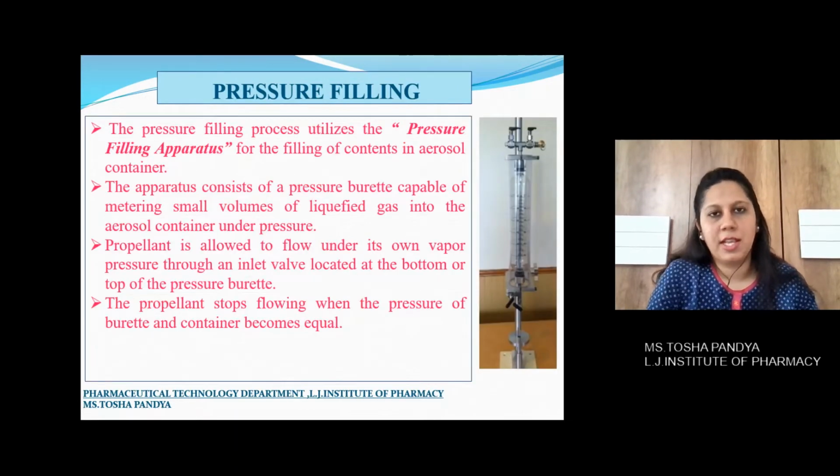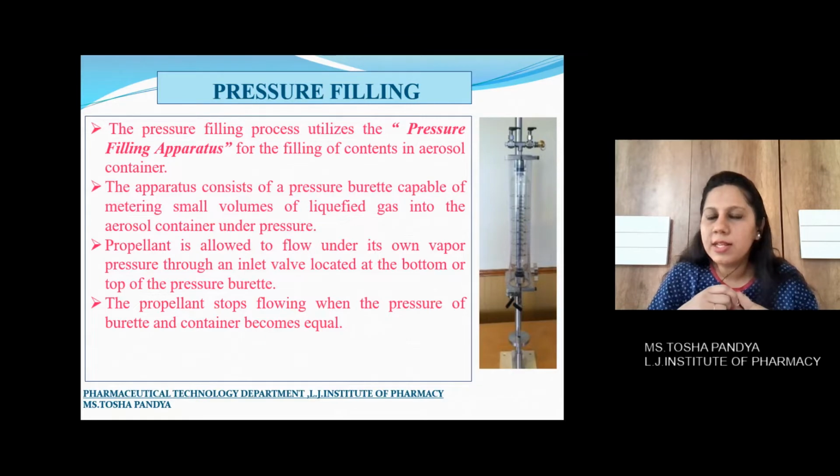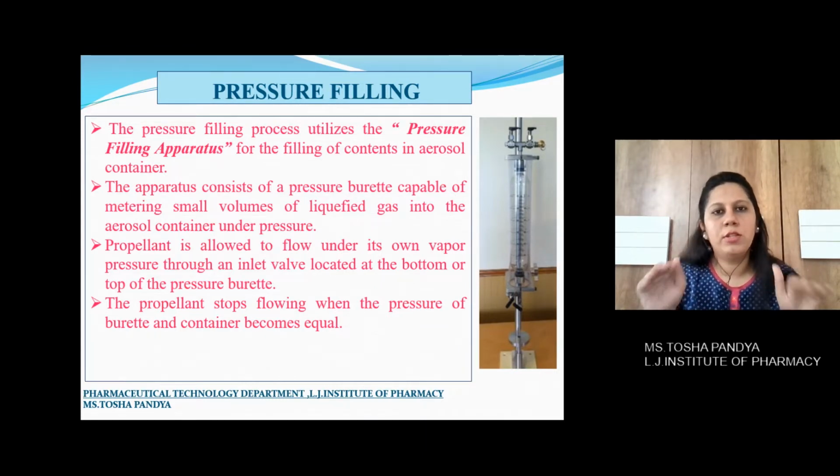The pressure filling process utilizes a pressure filling apparatus for filling of the contents into the container. Now this is a pressure burette, which resembles the burette you use in your lab experiments during titration. Now what is the fundamental of filling of the components through the pressure filling process? The propellant is filled under its own vapor pressure through an inlet valve which may be situated at the top of the pressure burette or at the bottom of the pressure burette. Now when the pressure between the container and the pressure burette becomes equal, the propellant will stop flowing automatically. So let's see the process in detail.